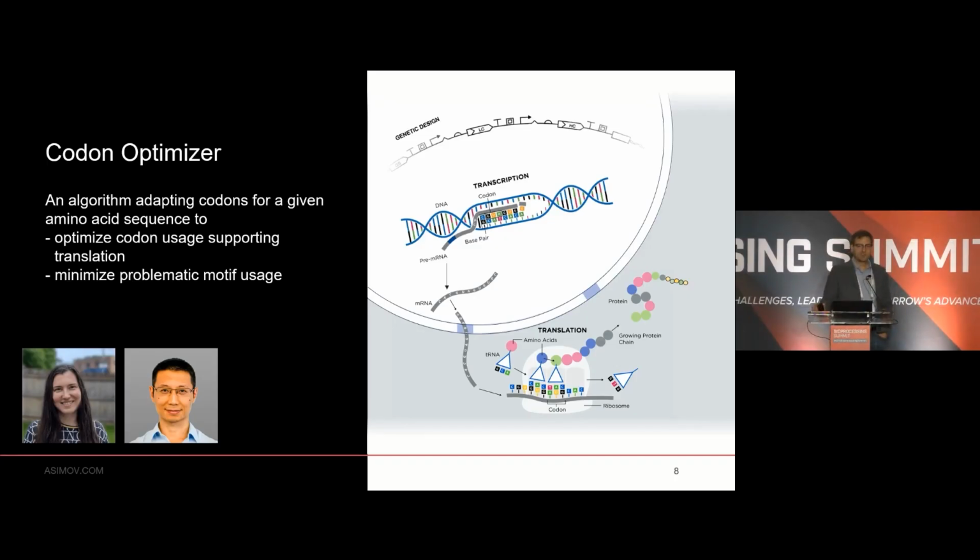So one fundamental constraint that we often operate under, although we always operate under practically, is that after discovery and lead optimization, we have a fixed amino acid sequence. So we can't optimize our amino acid sequence to optimize performance. But what we can optimize is the codon sequence that encodes that amino acid. So our codon optimizer is an algorithm based on a model of natural codon usage that adapts the codons for a given amino acid sequence to optimize the usage that would support translation, but also to minimize the inclusion of unintended, deleterious motifs, right, that might be introduced in the nucleotide sequence.